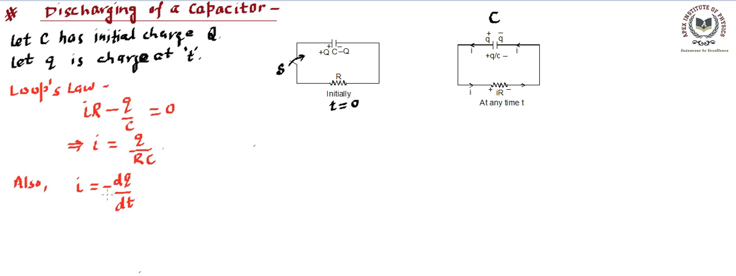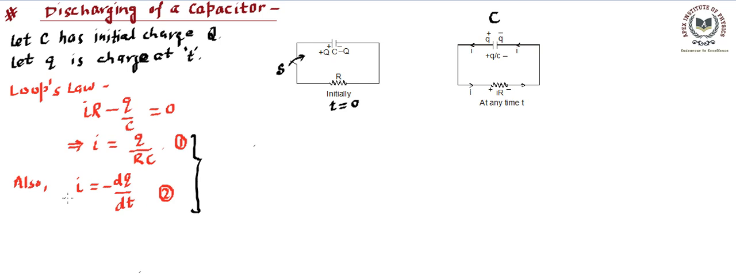I'm putting the minus sign because the rate of decrease of charge will be I. As the charge decreases, it becomes the current. So basically we have two equations, equation number 1 and equation number 2. Solving these two equations we can solve for the two variables, I and q. So let's solve for q first, using these two equations.